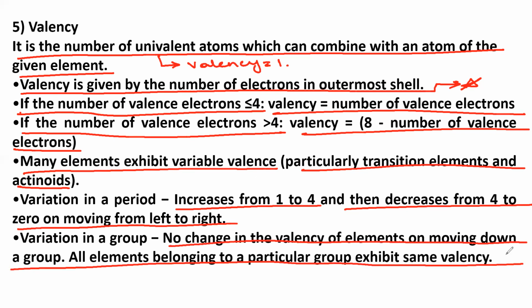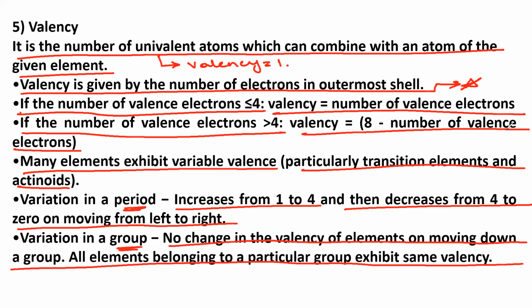For example, first group elements have valency 1, second group elements have valency 2, third group elements have valency 3. It means nothing but what? Group is nothing but valency. Based on valency only, the group has been decided. So there is no change in valency in all the groups. Within the same group there is no change in valency. All the elements will have the same valency. Atomic size and electronegativity differences will be there, but only valencies remain the same. So there is no change in the valency of elements on moving down the group.